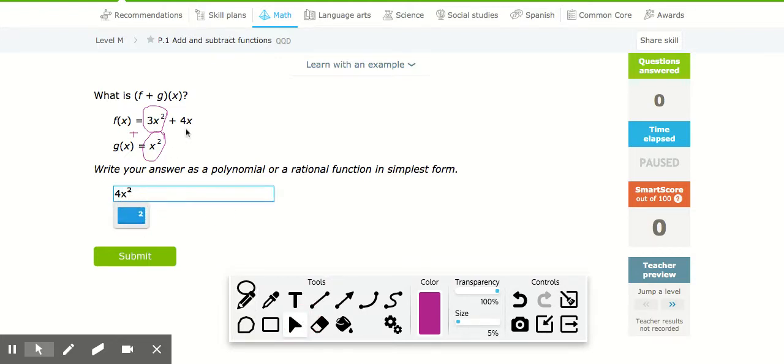Now I also have a 4x in the first function, but nothing to add to it in the second. Therefore, 4x plus nothing leaves me with 4x. So this would be the new function for f plus g of x.